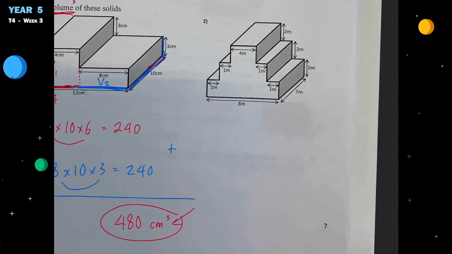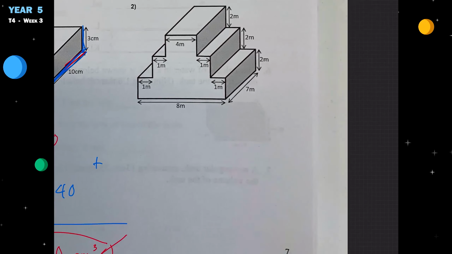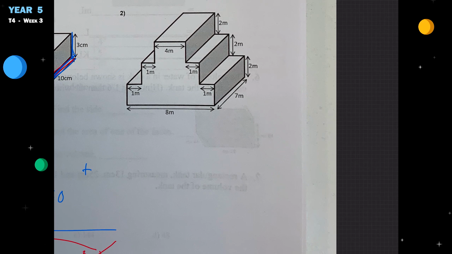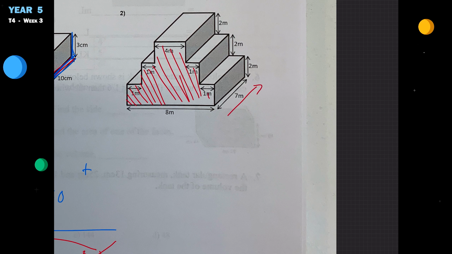Now another way you can do it, so that's one way you can do it. Another way you can do it is you can find the area of this face here, and you just multiply it by 7. So imagine you have that face that's been stacked 7 meters that way. Imagine you have a whole bunch of faces like that, right? And you're gonna stack it 7 meters in that direction.